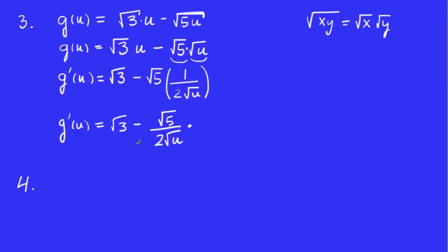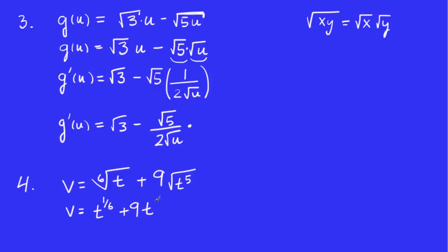What is number 4? Let's do another root one. Say v equals the 6th root of t plus 9 times the root of t to the power of 5. Okay, as usual, if we want to find the derivative, we should probably get rid of those roots and replace them with fractional exponents, okay? So this is t to the 1 over 6 plus 9 times t to the what? Well, there's really a little 2 hiding there. That's going to be the bottom of the fraction, and the power here is going to be the top. So it's t to the power of 5 halves.